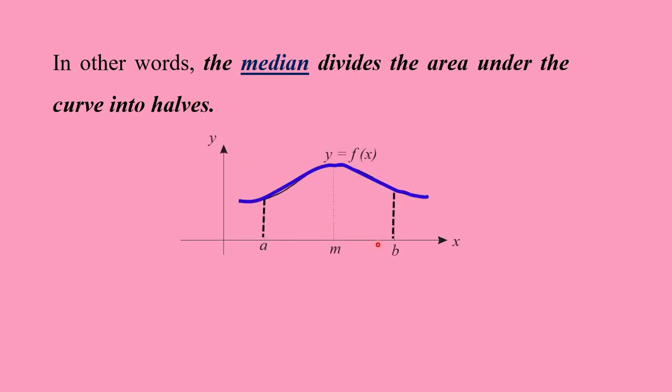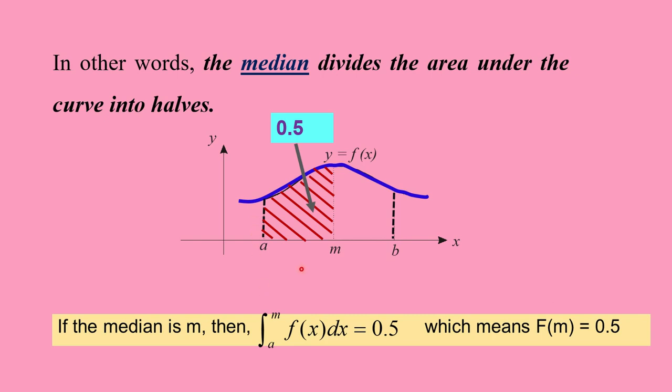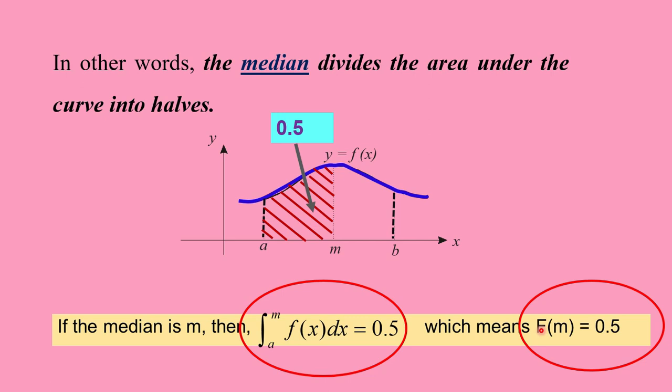By looking at this diagram, the median is point M here, where the area below the curve is 0.5, and the median is M, where the equation is the integral from a to m of f(x) dx equals 0.5. Or you can use the CDF, which means capital F of m equals 0.5.